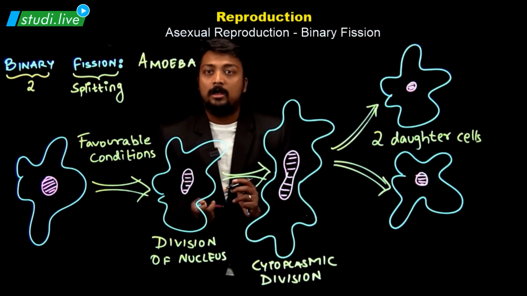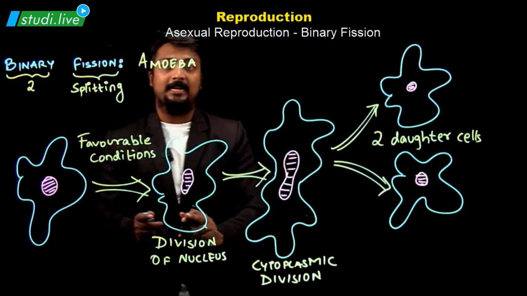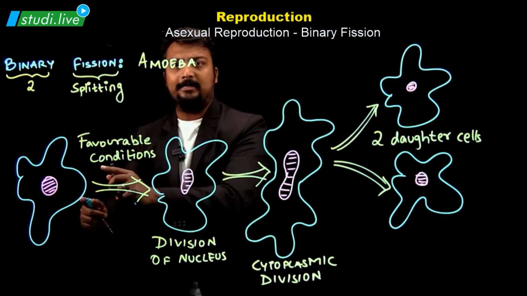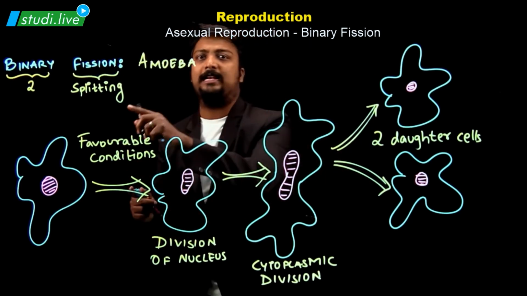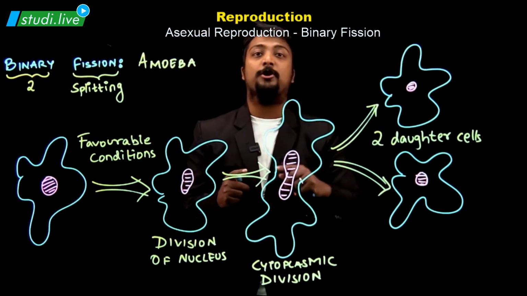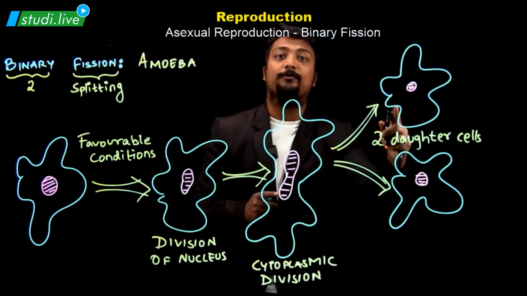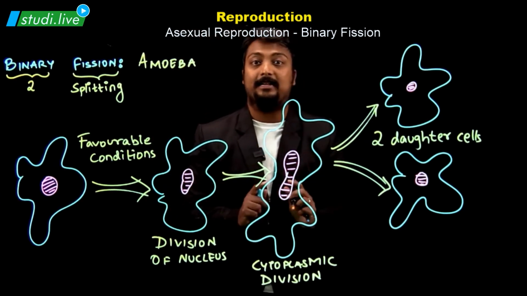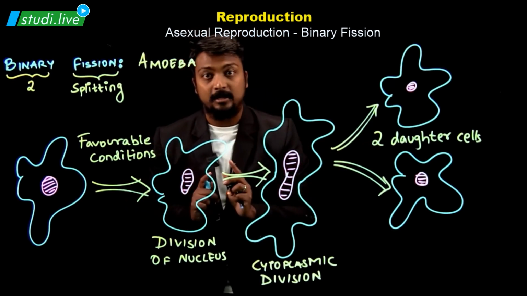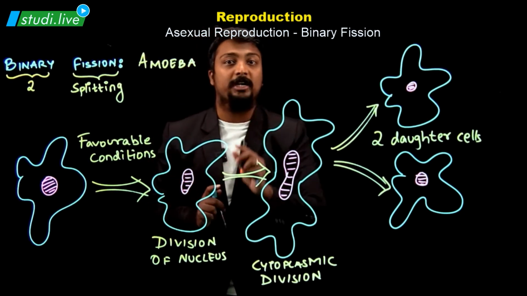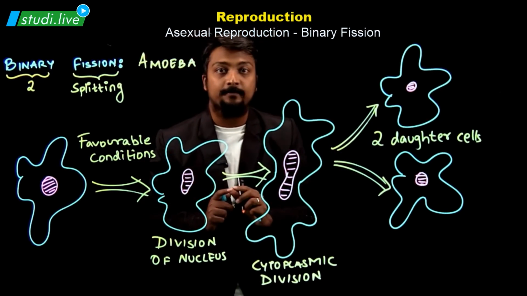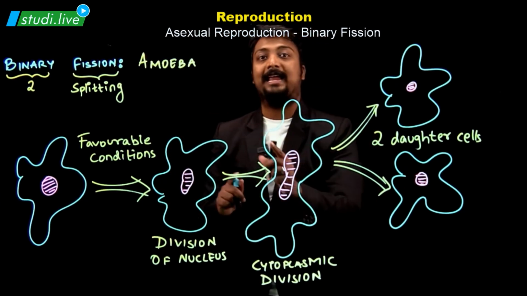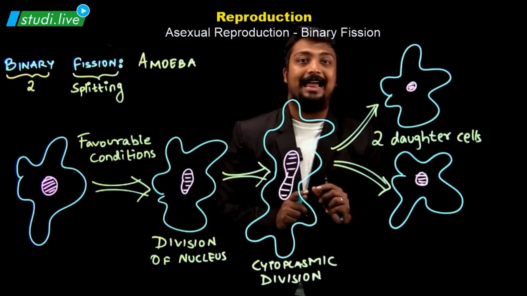Okay. So from one amoeba, finally we are getting two amoebas. That means one organism gave rise to two organisms. One organism split up, or fission occurred, and we got two different organisms of the same species. They look alike exactly. They are the clones, right? So this is binary fission, where one single organism divides into two organisms of the same species which look alike.